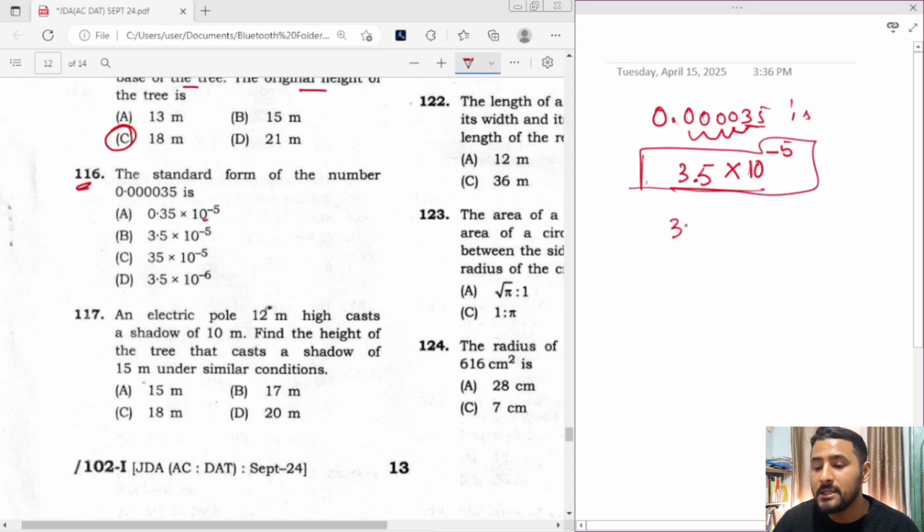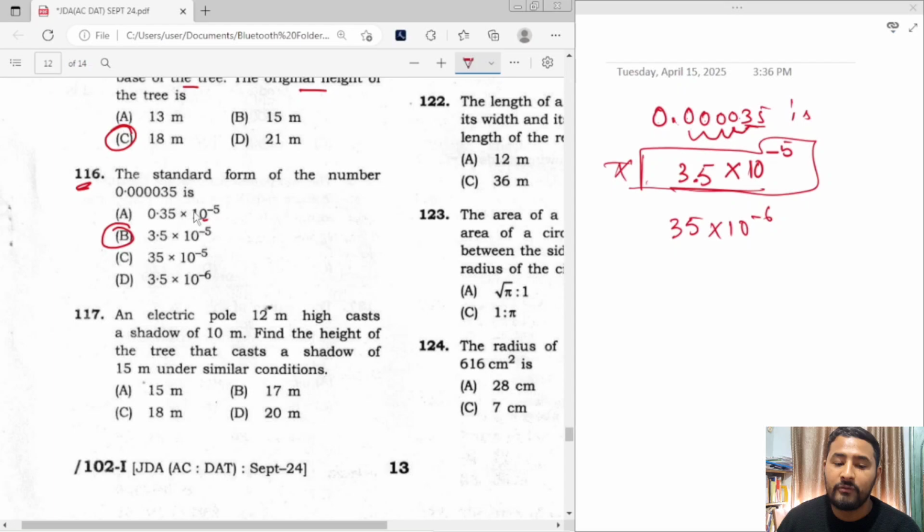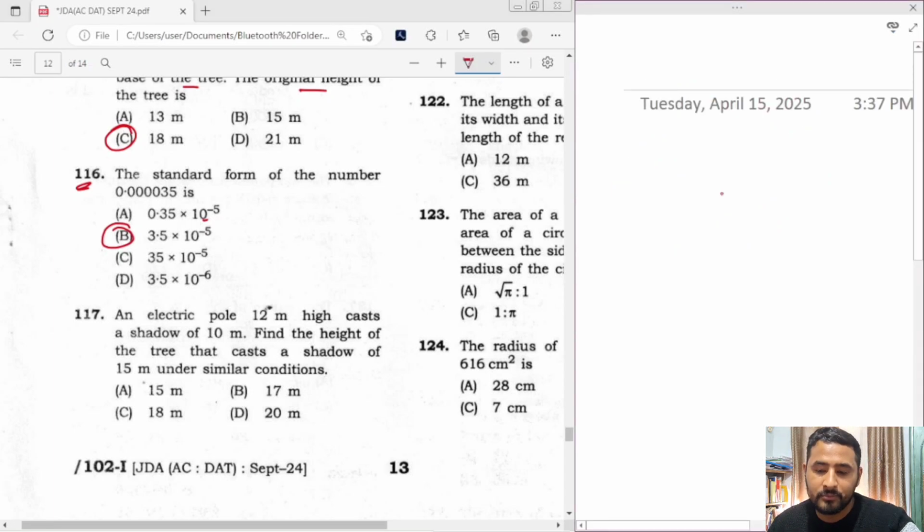Actually we can write this one as 35 into 10 to the power minus 6, but there is no such answer as 35 into 10 to the power minus 6. So our actual answer will be 3.5 into 10 to the power minus 5. Okay, this will be our correct answer. Let's see next.